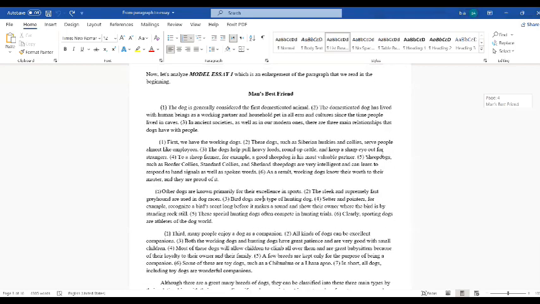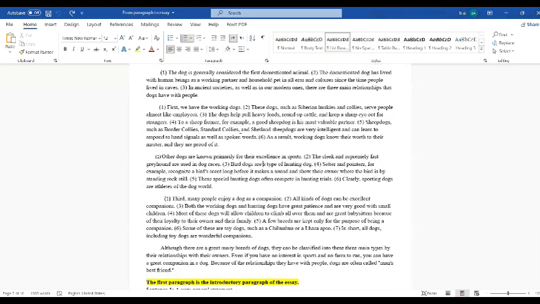so let's have it as a practical example. First, we have the working dogs. This is a full sentence. Okay, it is not a phrase, for example, or a word. It is a full sentence.